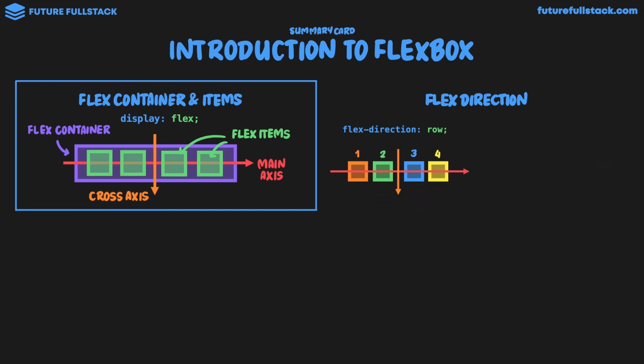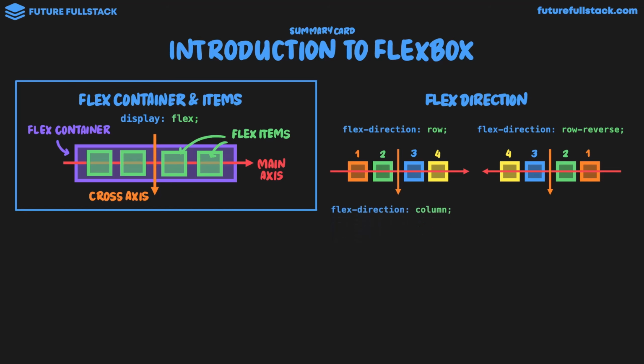We saw flex direction row reverse, where our main axis now moves from right to left. The cross axis still from top to bottom. So our flex items are arranged like this: 1, 2, 3, and 4. We then saw flex direction column, where the main axis now moves from top to bottom, the cross axis left to right.